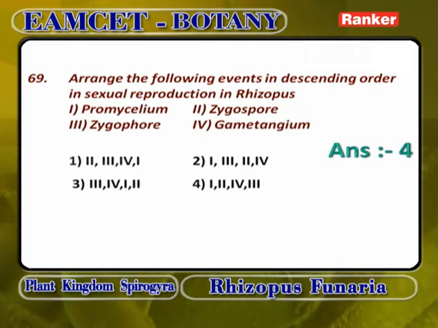Arrange the following events in descending order: promycelium, zygospore, zygophore, gametangium. So, first zygophore, then gametangium, then zygospore, then promycelium. 3, 4, 2, 1 is the answer for this.